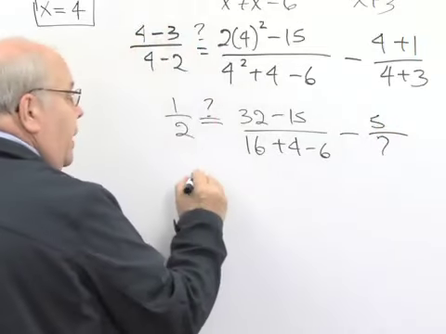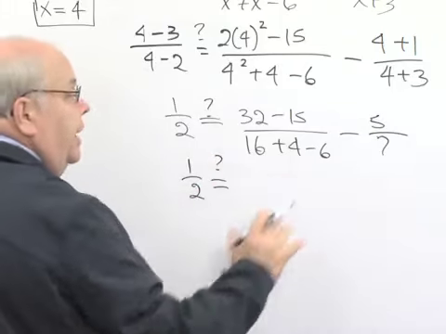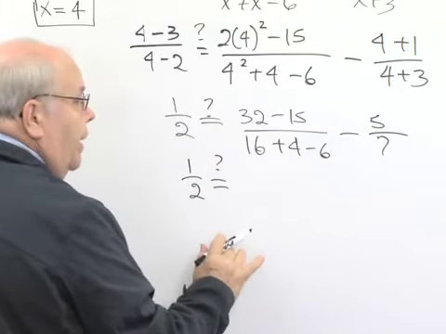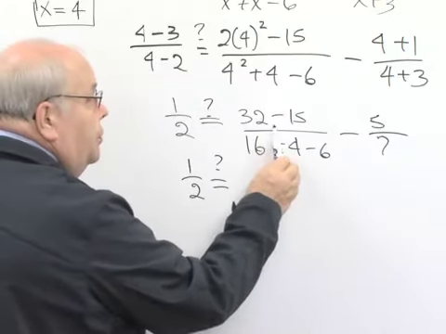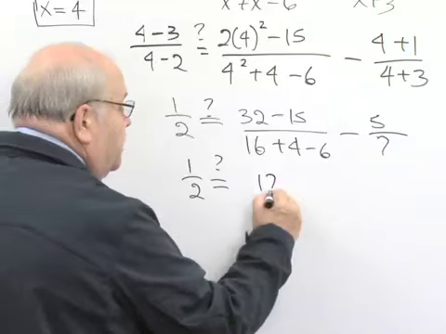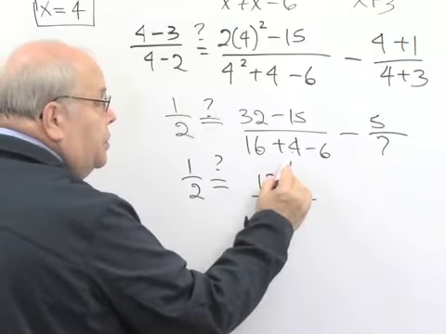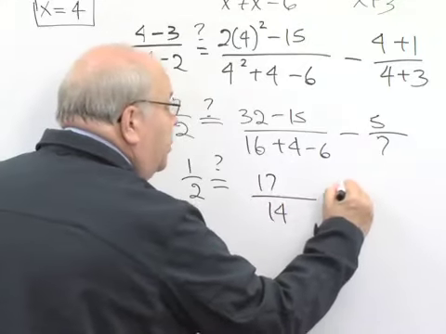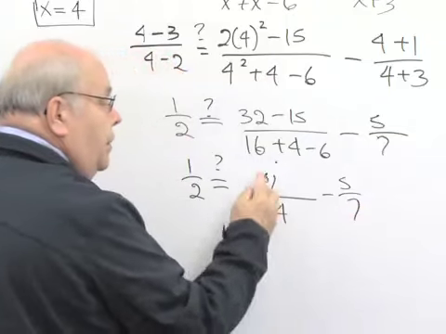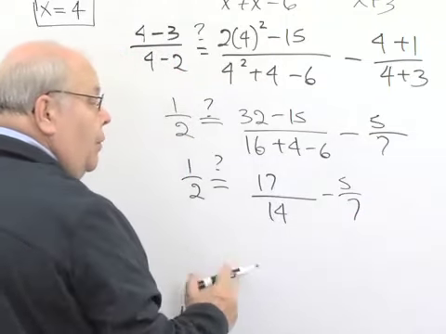Let's see if we can complete our simplification. We want to know if the right-hand side is going to turn out to be 1/2. So we first of all do our subtracting. 32 minus 15, that will give us 17. In our denominator, 16 plus 4 is 20. 20 minus 6 is 14. So we want to know if you take 17/14 and subtract 5/7, do we get 1/2?